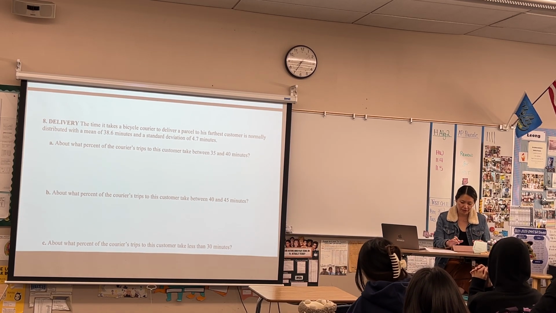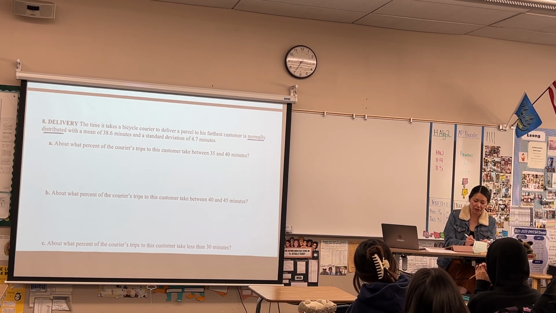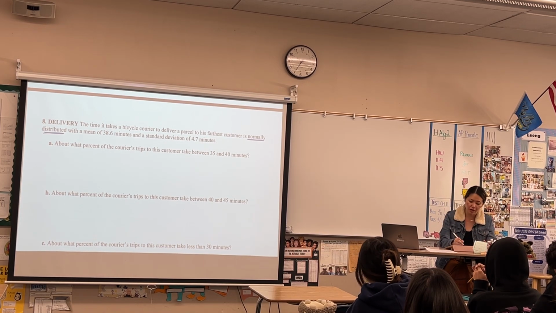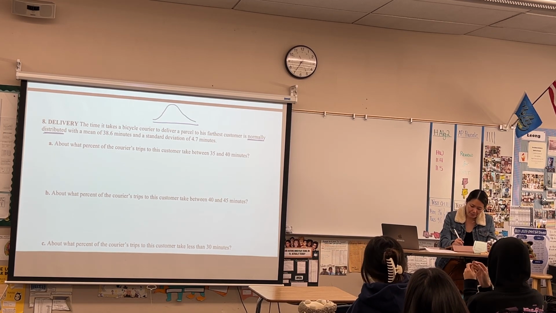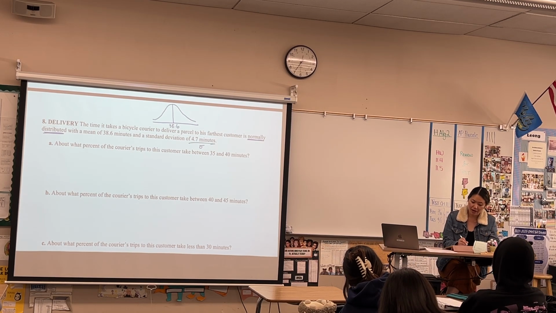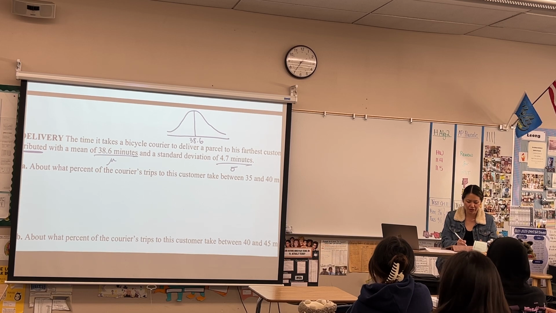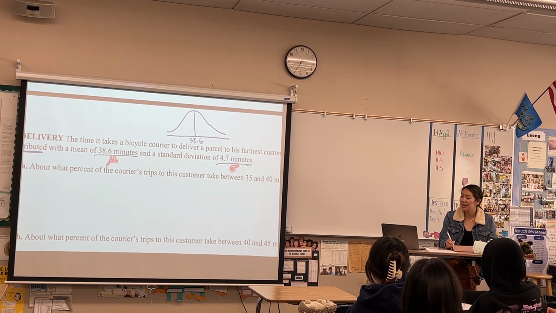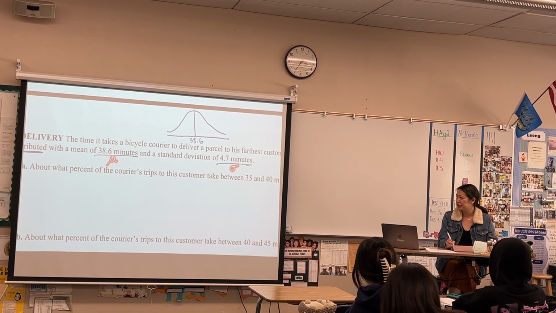All right. So for this one, it says the time it takes a bicycle courier to deliver a parcel to his furthest customer is normally distributed. When you see those words, you know, okay, bust out this curve. Mean of 38.6 minutes. Standard deviation of 4.7 minutes. That's the notation. You don't have to know it, but if you go into stats later on, you're going to know the notation. Mu for mean, sigma is for standard deviation. And your calculator uses this too.